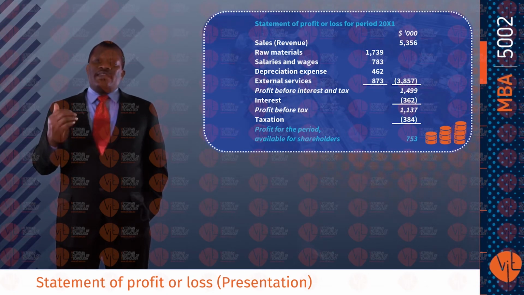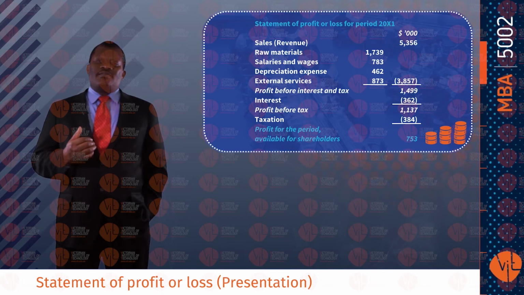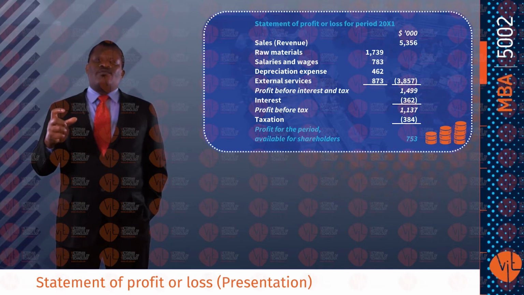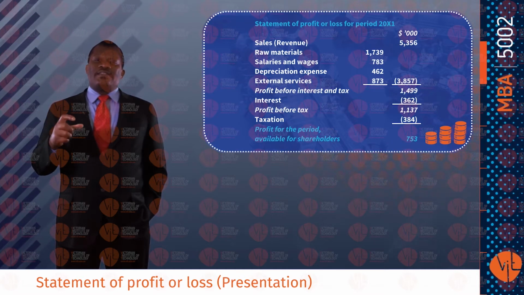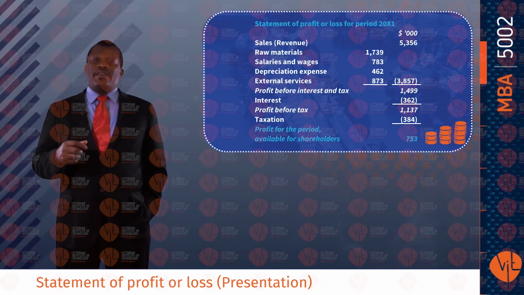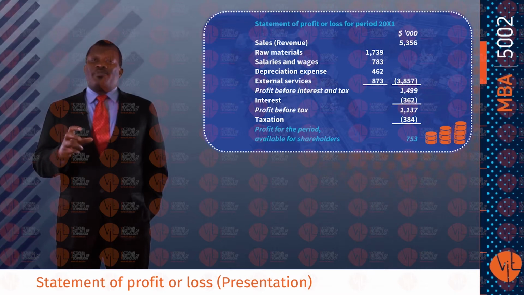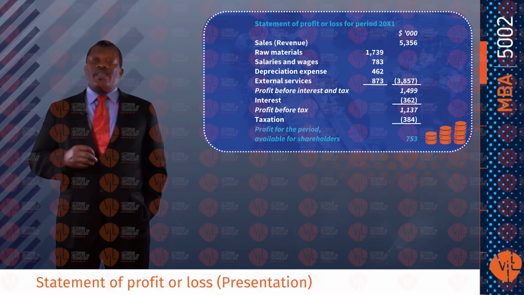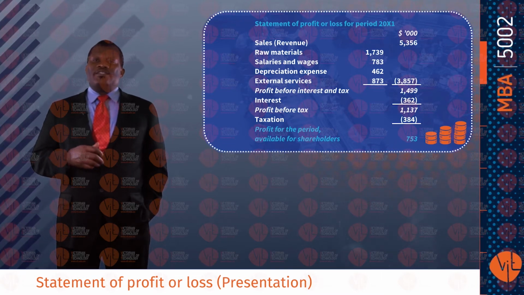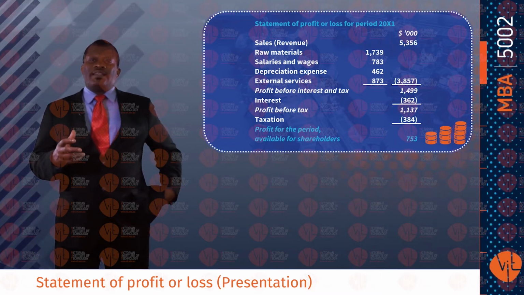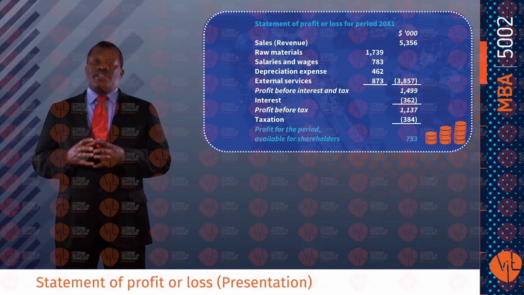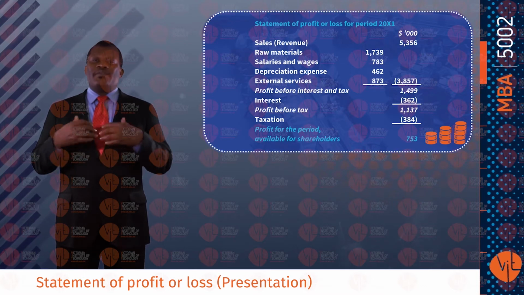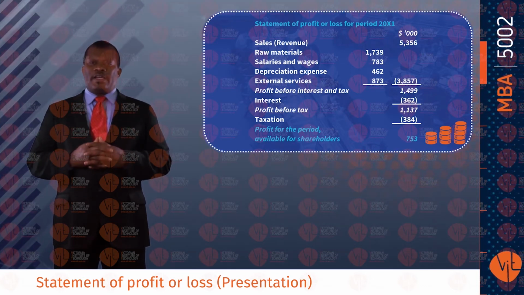And then the interest is taken out. Once interest is taken out, tax is computed on whatever is left, and tax is also paid out. Then whatever is left, either profit or loss, is then available for the shareholders. But normally what happens is that part of it is given to shareholders as dividend, and then the chunk of it is normally reinvested into the organization.